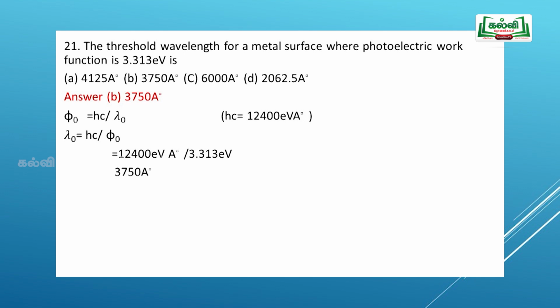As we know, the work function is equal to hc by lambda naught, where lambda naught is called the threshold wavelength or maximum wavelength. So lambda naught is equal to hc by phi naught. As we all know, hc is equal to 12,400 eV Armstrong. When you substitute this 12,400 eV Armstrong by the work function which is given in the question, 3.313 eV, eV and eV will get cancelled. When you simplify this, it results in 3750 Armstrong. So the answer B is correct. Answer is option B, 3750 Armstrong.